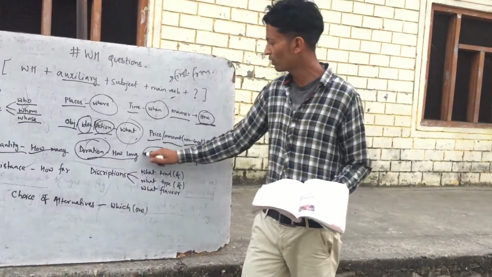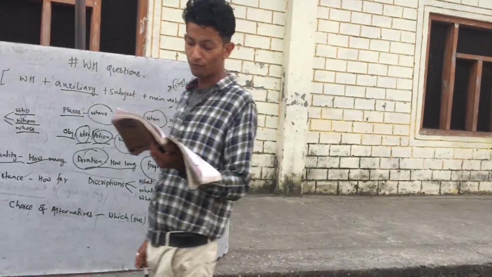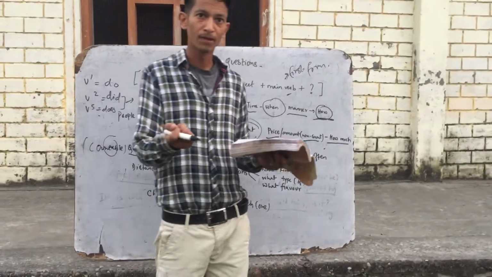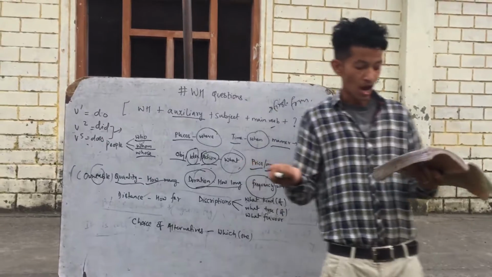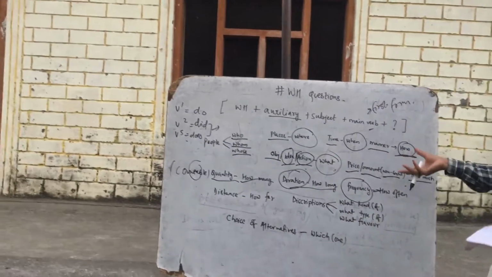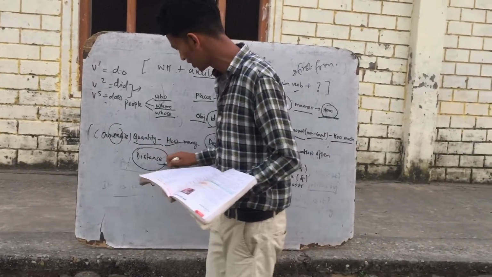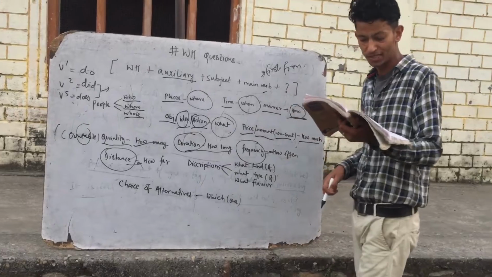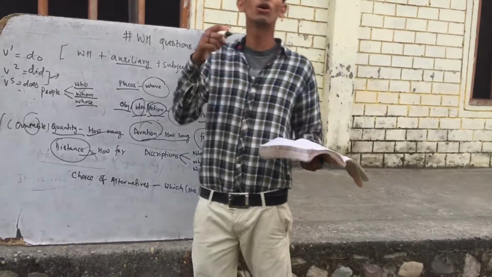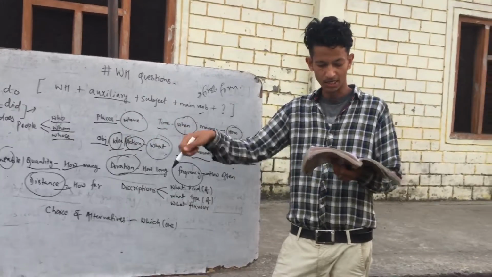Let's talk about frequency. For frequency, we're going to use how often. How often do you visit a park? Or how often did she meet her friend? So we are asking about the frequency. Now let's move on to the next topic. It says distance. For distance, we use how far. For example, how far is your house from here? So we are asking about the distance.